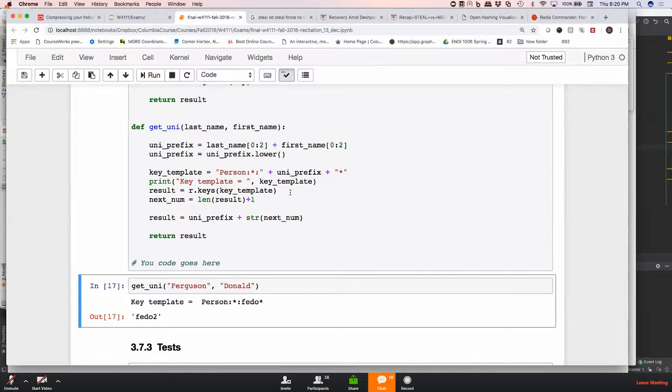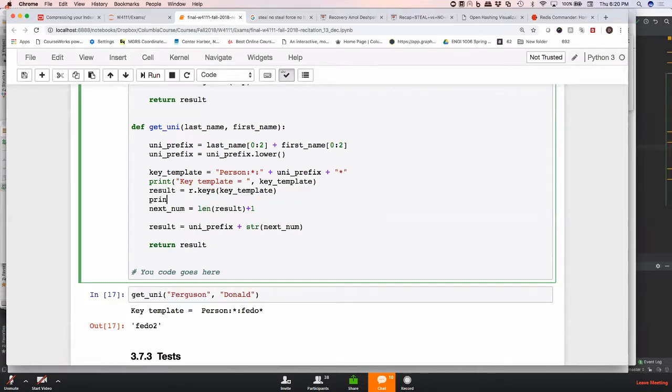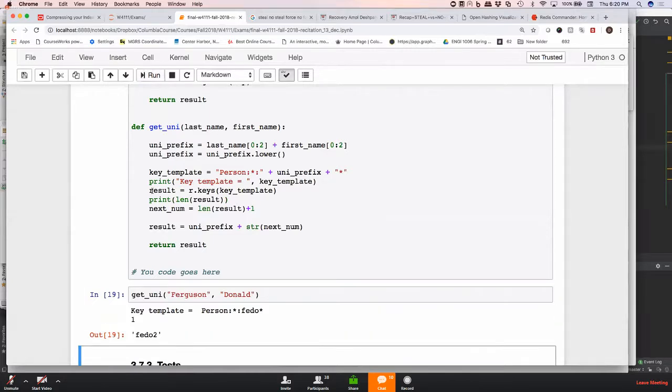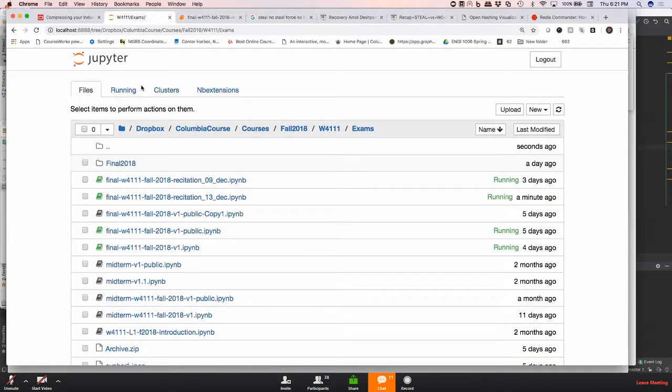How did I know that was the answer? Well, basically, how many of those did I find? I found one, so the next one must be two. So that's how you figure out what the uni is, just applying that template. All right, so at that point, that's kind of trick number one. And I'll go find another one.